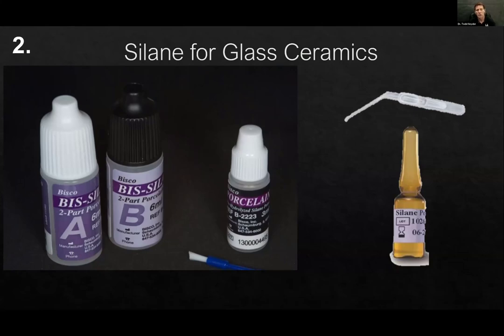Sure. So you'll notice there's a bisilane A and B. There's two bottles on the left-hand side. Now they're separated. The water that is part of the chemistry of a silane is separated, so you get longer shelf life. So if you're not doing a lot of ceramics, this is probably your best bet, so you get more longevity for your money. But if you're doing a lot and you don't want to be mixing one drop of each together, then a single bottle system usually is going to work better.